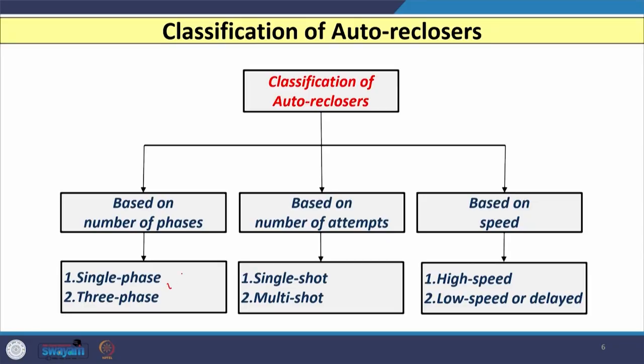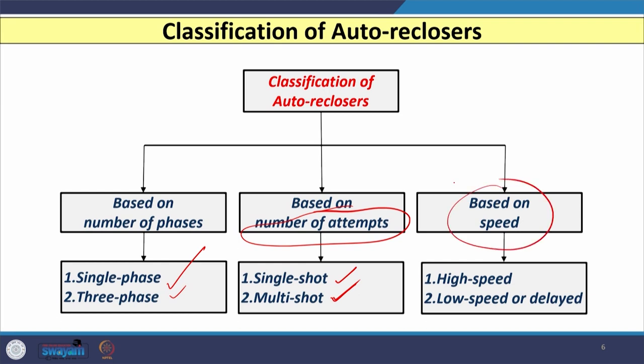Now, if we consider the classification of reclosers, then reclosers can be classified based on the number of phases. Either we can use them for single phase or three phase, because we know that in a distribution network, some of the feeders are single phase, two phase feeders are also there, and three phase feeders are also there. Based on the number of attempts, we can classify whether we want a single reclosing attempt or multiple reclosing attempts. That is known as a multi-shot reclosing relay, and the previous one is known as a single shot reclosing relay.